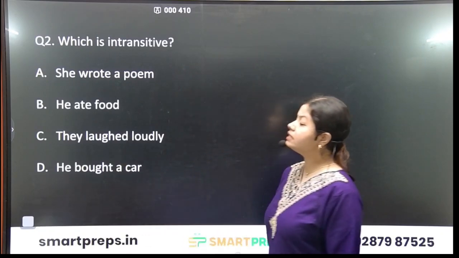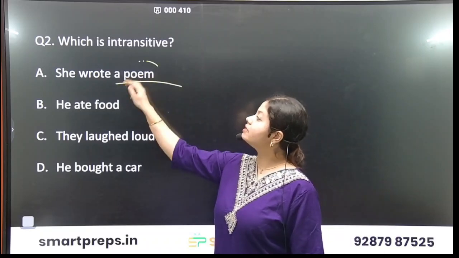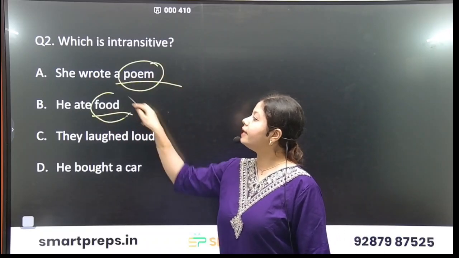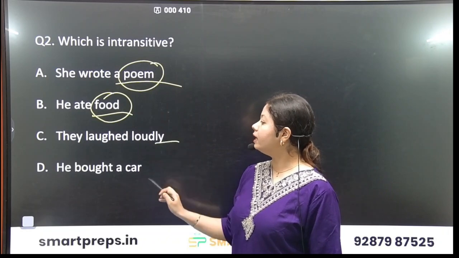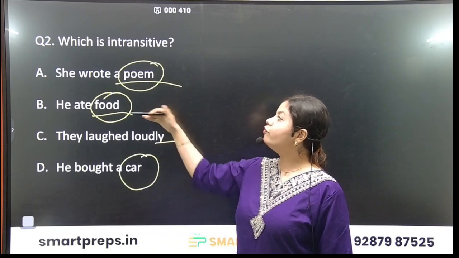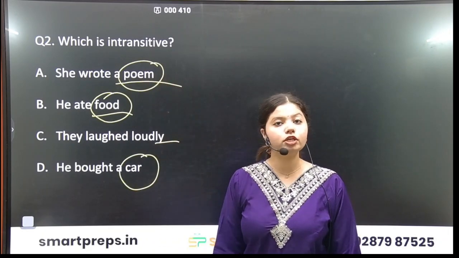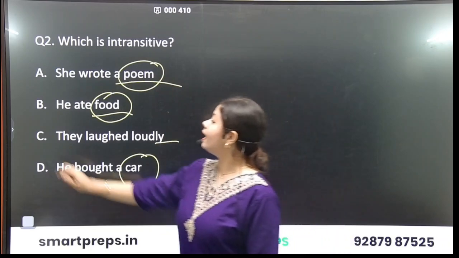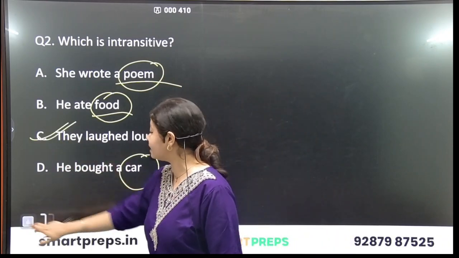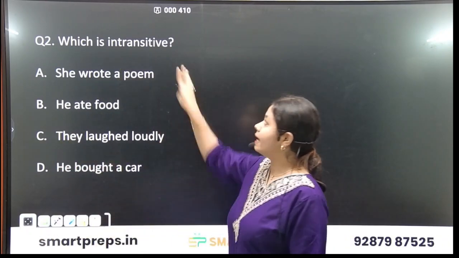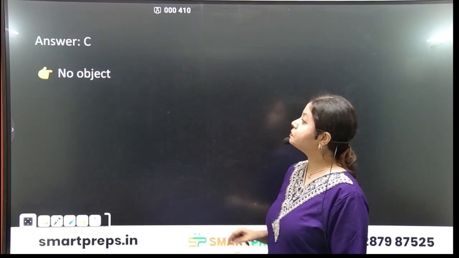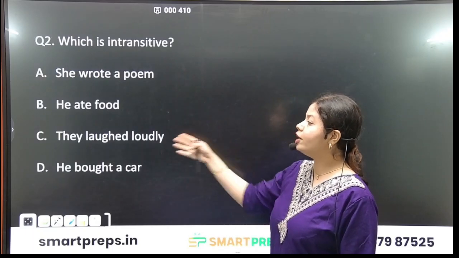Next question, which is intransitive? She wrote a poem, there is an object. He ate food, there is an object. They laughed loudly, he bought a car. So car, food, poem, all these have objects in the statements. So they laughed loudly, C is the answer. That is intransitive. C does not have any object.